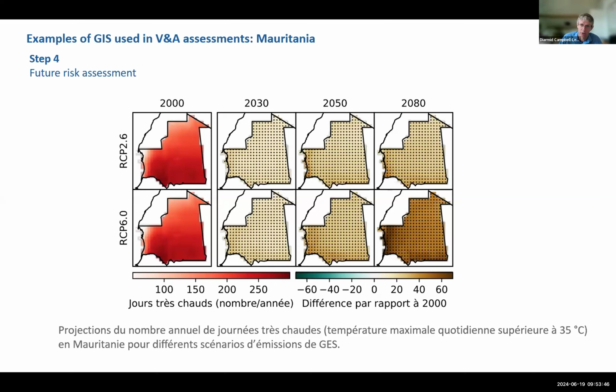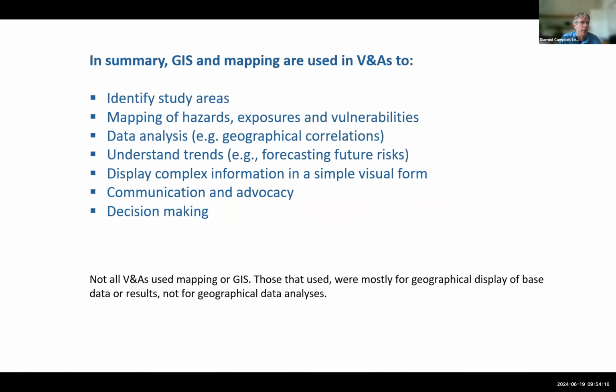forward projections of different climate scenarios were used to highlight where in the country we may see a greater increase in, in this case, the number of very hot days out for decades out into the future. So this is basically the final stage at which we can use GIS to understand the evolution of, or the projected evolution of future risks as well.